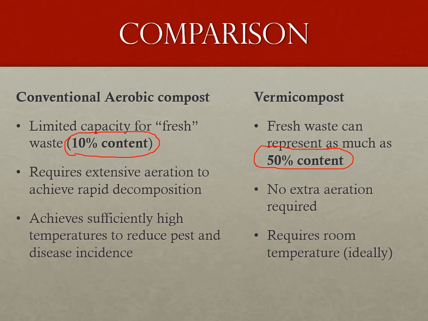As far as compost goes, it requires extensive aeration to achieve rapid decomposition. So commercial facilities actually pump air into the compost, where with vermicompost, you don't need that energy level. The worms take care of it themselves. With compost, we get high temperatures, enough to reduce pests and disease, where with vermicompost, it's room temperature, so we do not pasteurize the soil. So vermicompost will not kill weed seeds or pathogens inside. So we've got to make sure we don't put any diseased material into vermicompost.